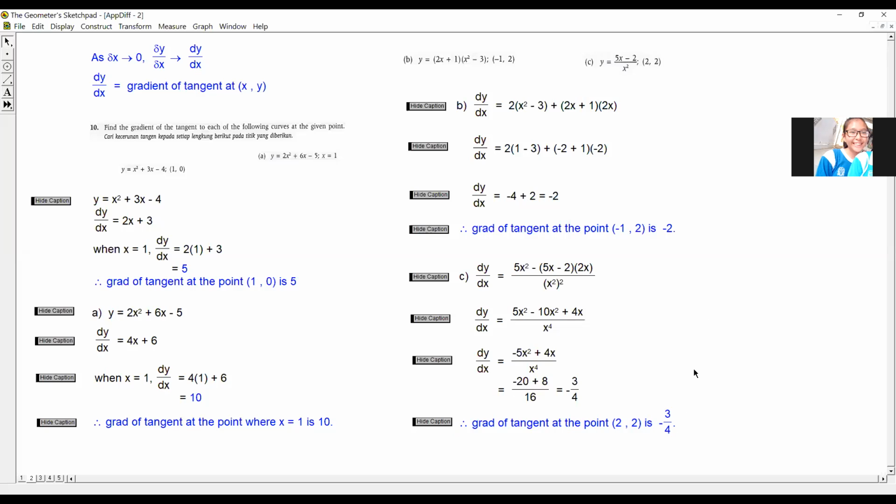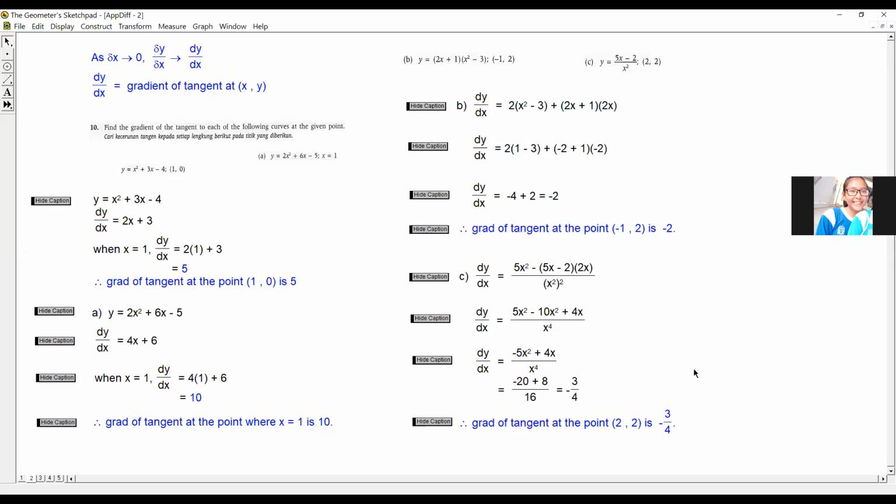So what we have been doing so far is trying to find dy/dx. Why must we find dy/dx? Because dy/dx is the gradient of the tangent. As soon as you find dy/dx, you substitute in a particular value, and you will get the actual value of the gradient.